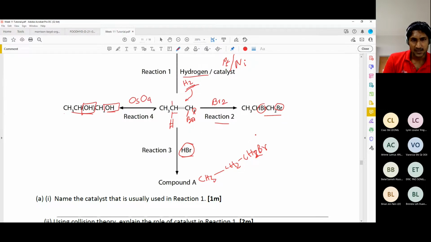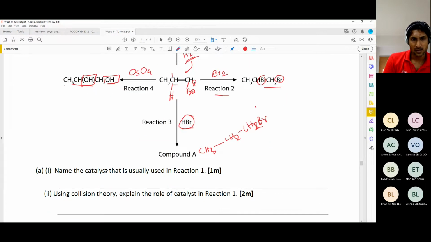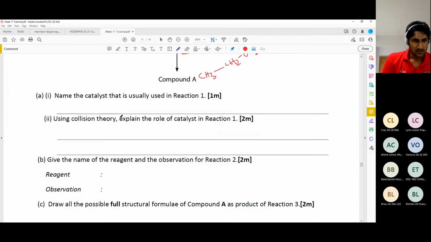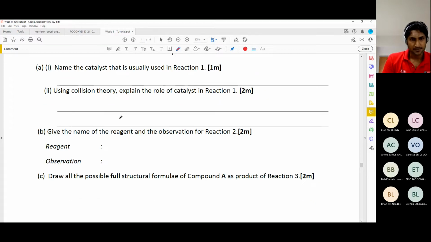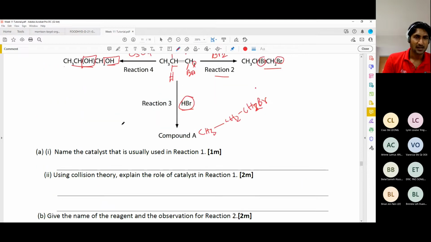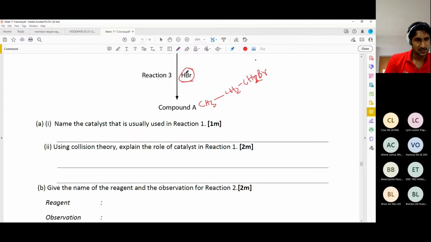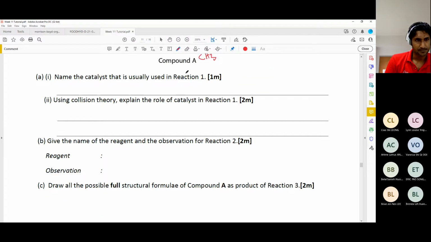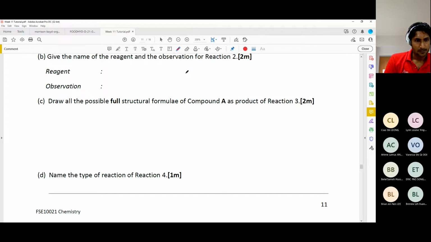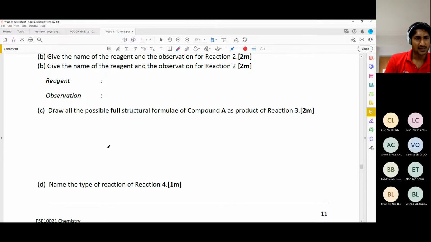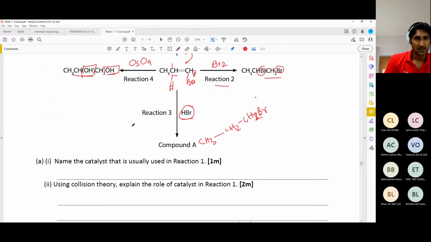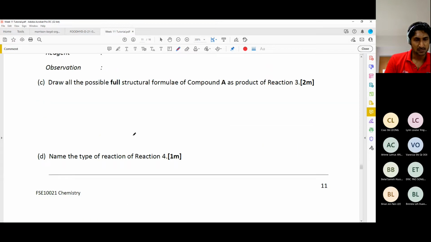This is a very strong oxidizing agent. For this reaction, it acts on the double bond, and 2 hydroxyl groups will go into it. So this is quite strong. We haven't discussed it yet. So now you know that osmium tetroxide is a very strong oxidizing agent. Name the type of reaction. Reaction 4 is with the oxidizing agent. It's an oxidation reaction. It's okay.